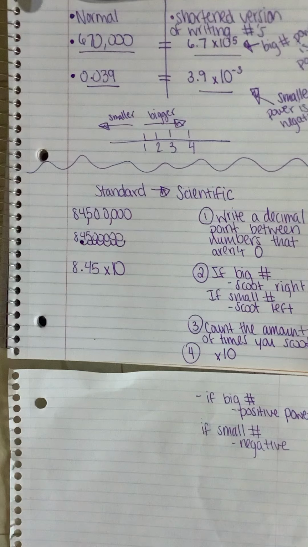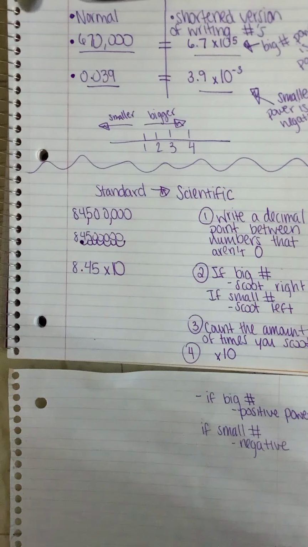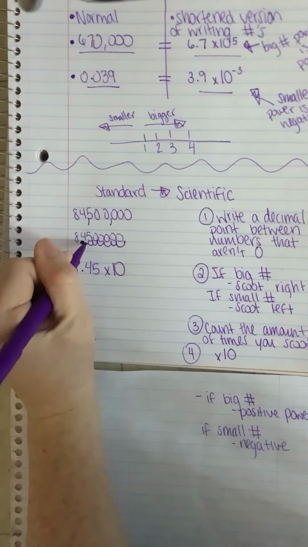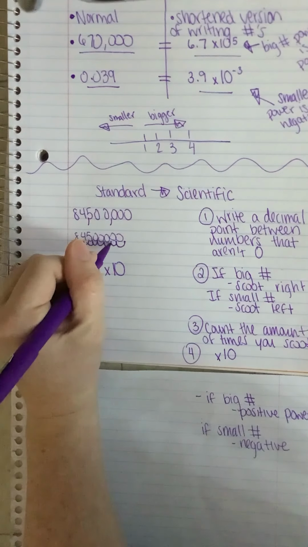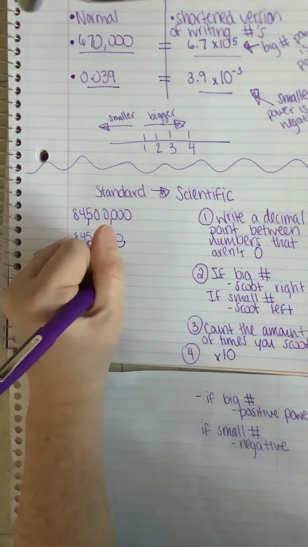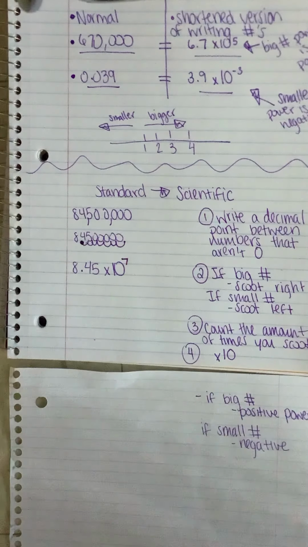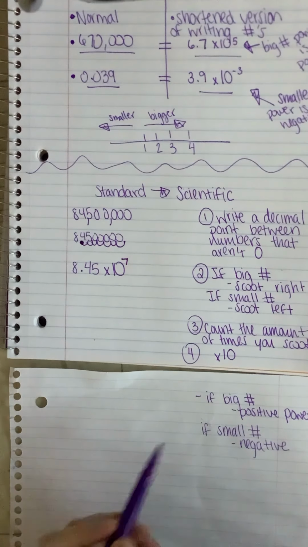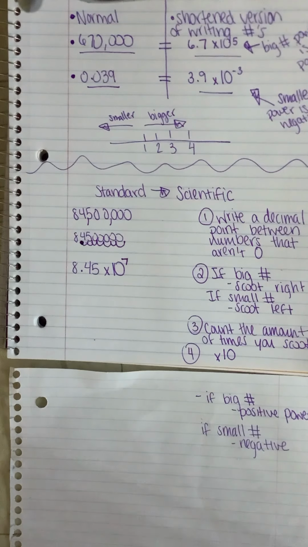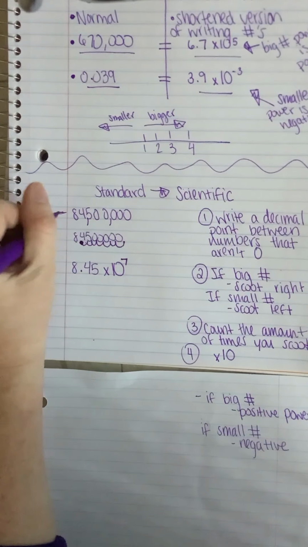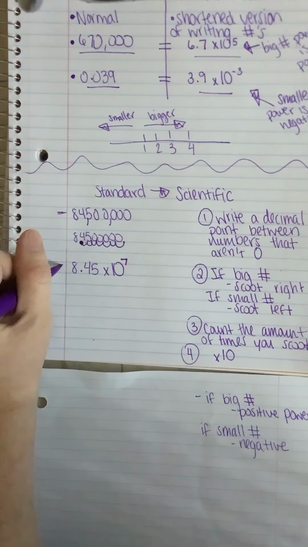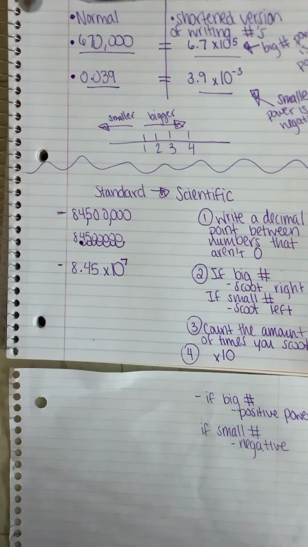So remember, guys, going back to my problem, we scooted 7 times, right? 1, 2, 3, 4, 5, 6, 7. The amount of times I scoot is my power. And step 4 told me if it was big, it's positive. So this is my answer. I have 8.45 times 10 to the 7th power. This number and this number are exactly the same. They have the same value. They're just written two different ways.